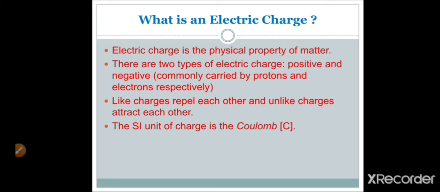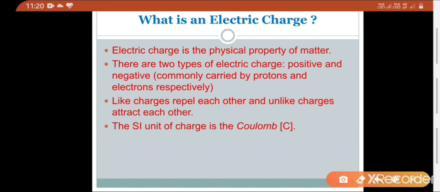If we talk about charges, there are two types of electric charges, positive and negative. Positive charges are carried by protons, and negative charges are carried by electrons. Two like charges will repel each other and unlike charges will attract each other.